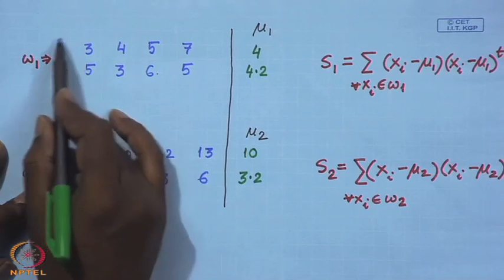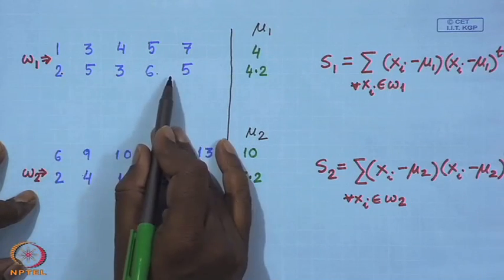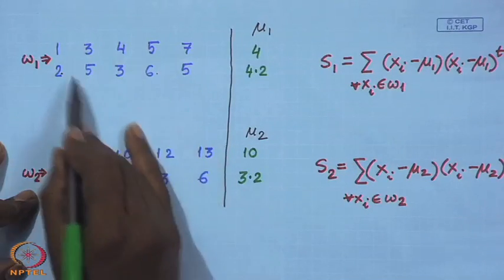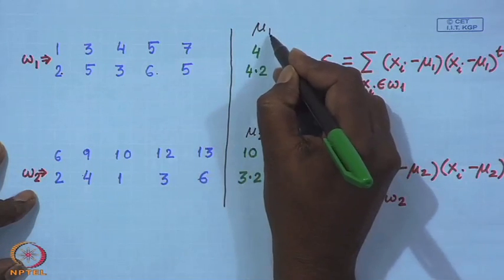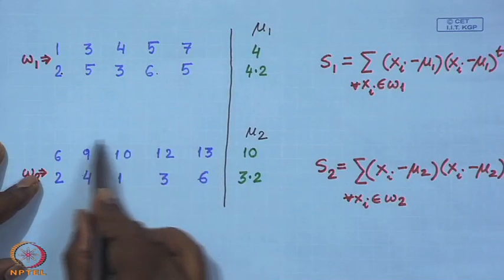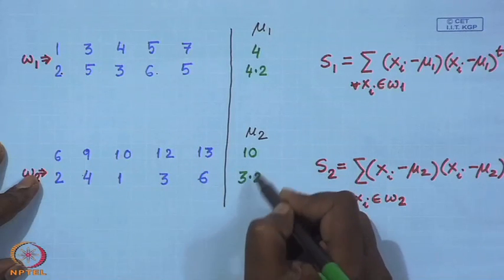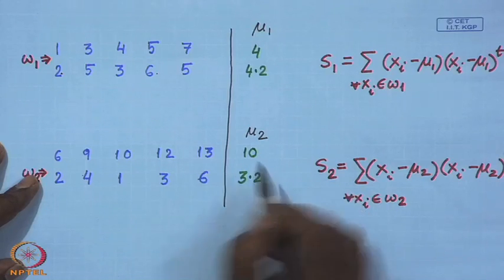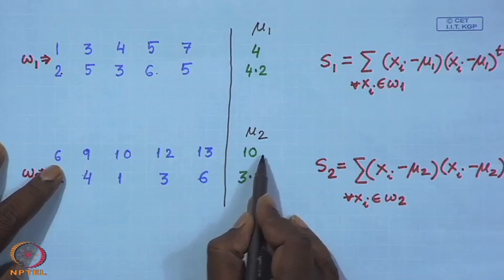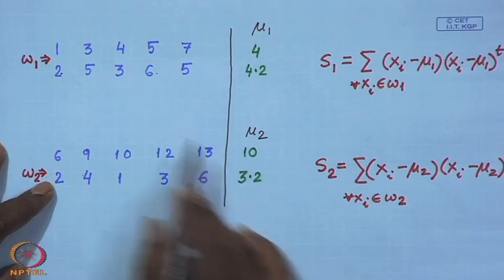So, what I do is I consider these feature vectors belonging to class omega 1 and I compute the mean of all these feature vectors, because finally I have to compute this term. So, I compute the mean of these feature vectors, which is mu 1, and mu 1 in this case will be 4, 4.2, and then considering these feature vectors from class omega 2, the mean of these feature vectors, which is mu 2, is 10, 3.2, which you can easily compute from here. Take the summation of all these components, divide by 5, I get 10. Take the summation of all these second components, divide by 5, you get 3.2, and similarly from here.